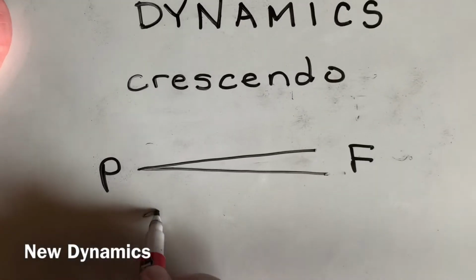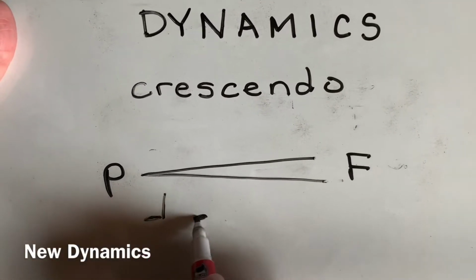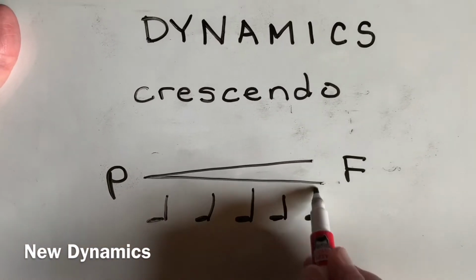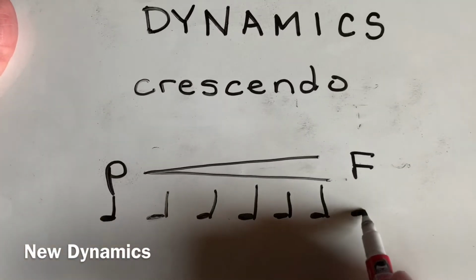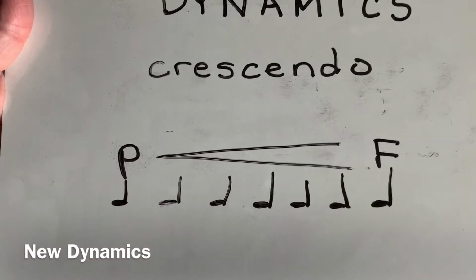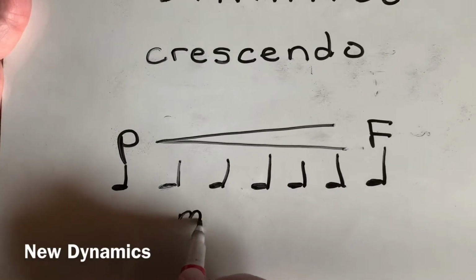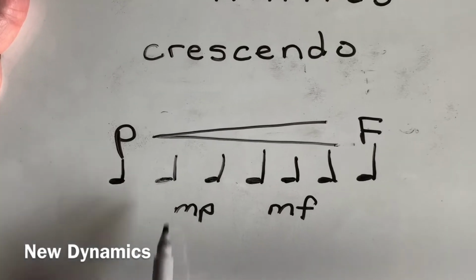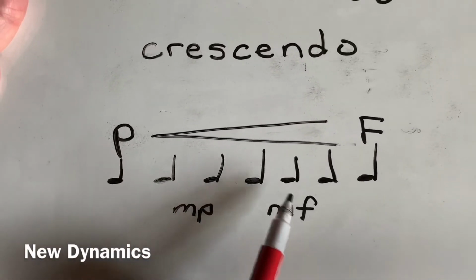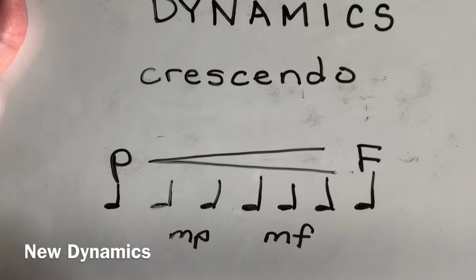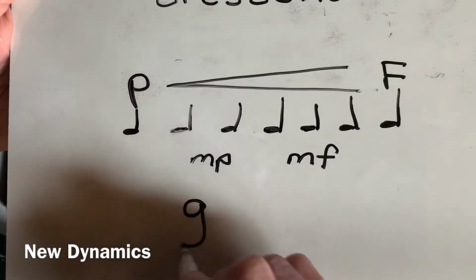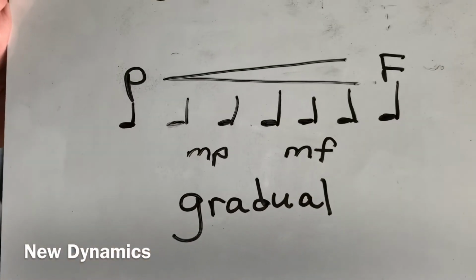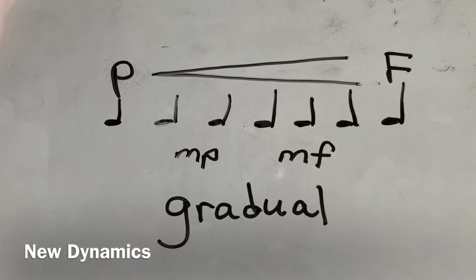So if you're moving from piano to forte in, say, 5 notes, and we'll put a note at piano and a note at forte too, then somewhere around here you're going to be mezzo piano, and somewhere around here you're going to be mezzo forte. But each of these notes should be just slightly louder than the note before them, because the key here is the word gradual. This is not happening all of a sudden. This is happening in small degrees.